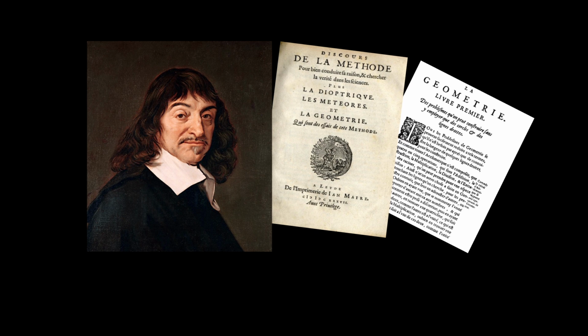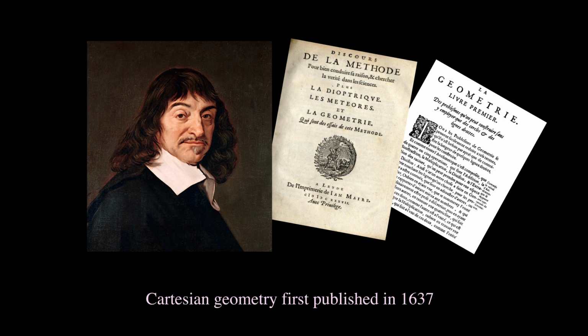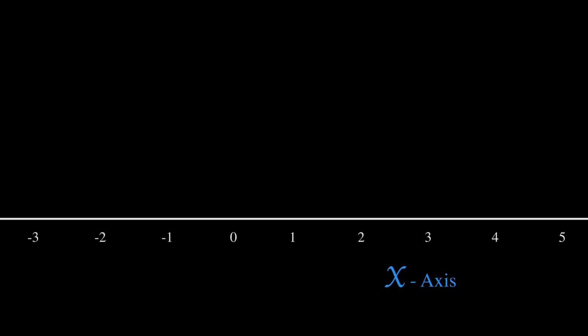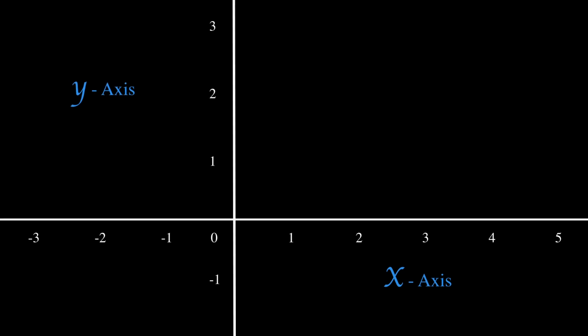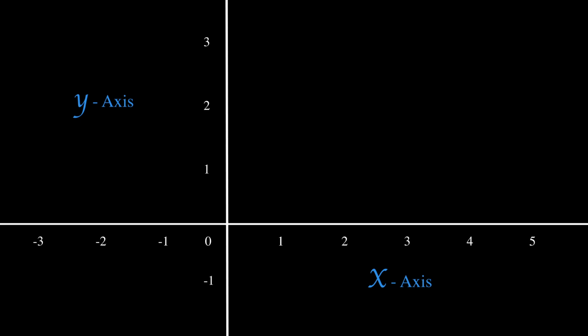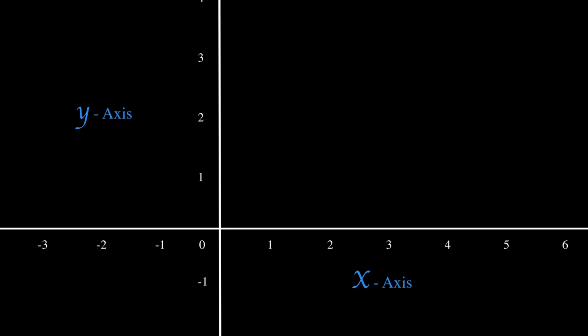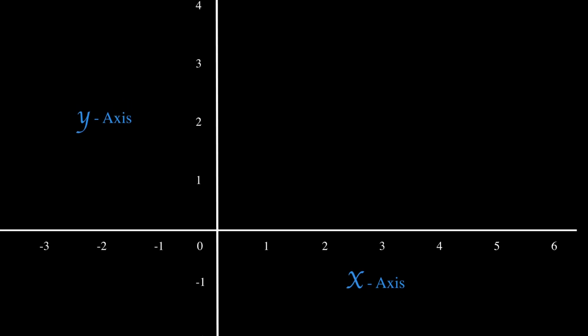Named after René Descartes, who published this idea in 1637, the Cartesian coordinate system consists of a horizontal x-axis and a perpendicular y-axis. The brilliance of this is that it allows algebraic equations to be plotted and analyzed on a plane. So for example, let's take this little creature out of the basket.